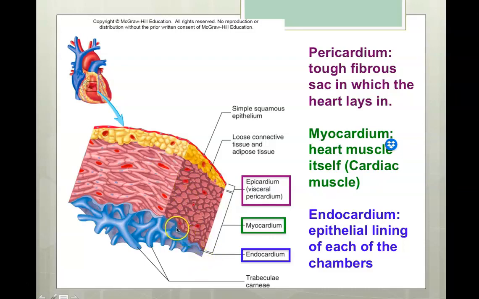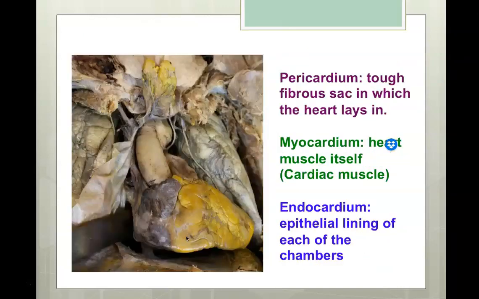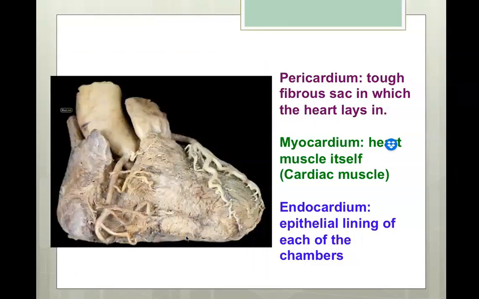So notice that this is this thin layer sitting against the myocardium, and we will soon talk about what this trabeculae carneae is. So the endocardium is made up of epithelial lining, and we'll find it within each of the chambers of the heart. So here's a cadaveric image of what you can expect pericardium to look like. And here is some of our myocardium.